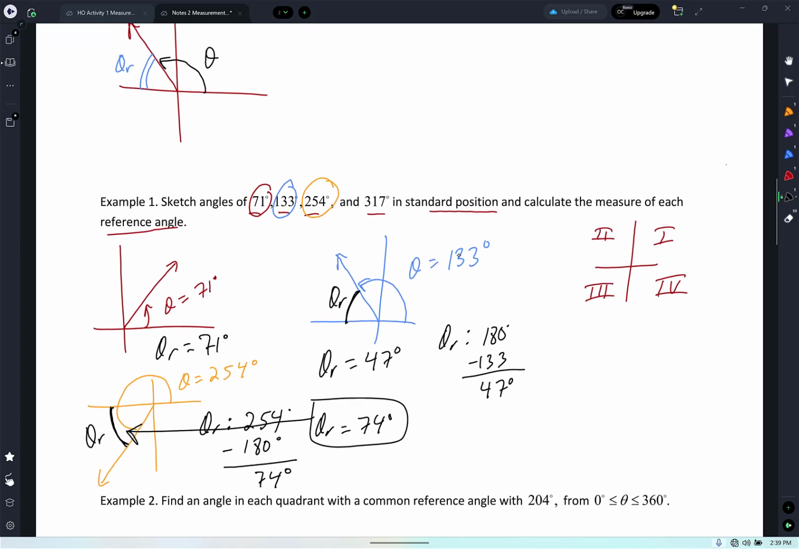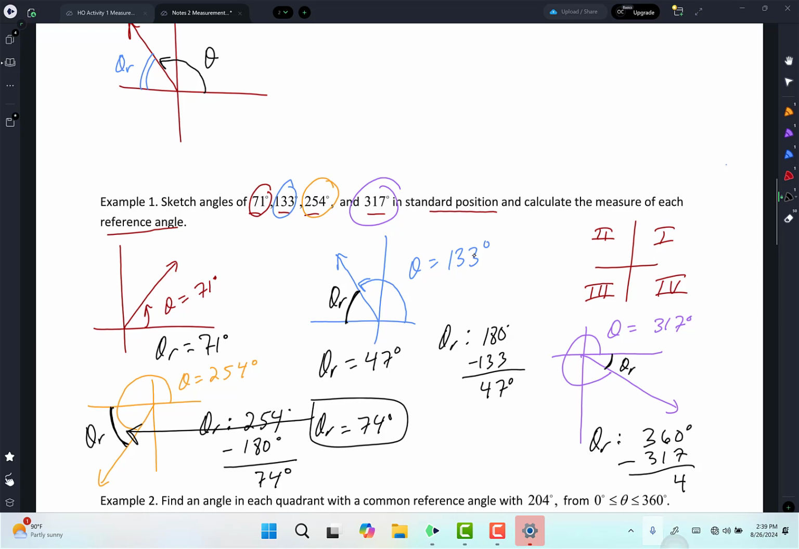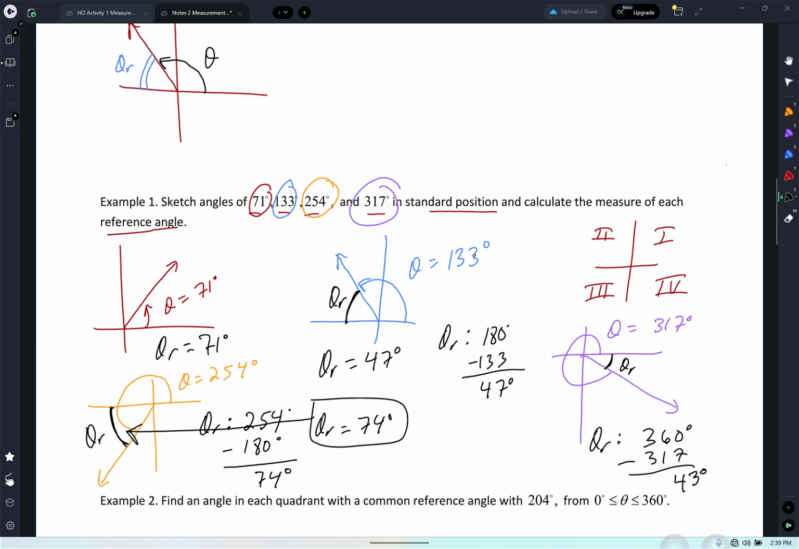All right, 317 degrees. What quadrant? 4. So here it is, quadrant 4. I'm going to exaggerate quadrant 4. That theta is 317 degrees. Look how close you are to doing a whole revolution. So how do I find my theta r? From what? 360 minus 317. What do we get? 27, 37, 47, 57, 43. 43 degrees. Theta r equals 43 degrees.